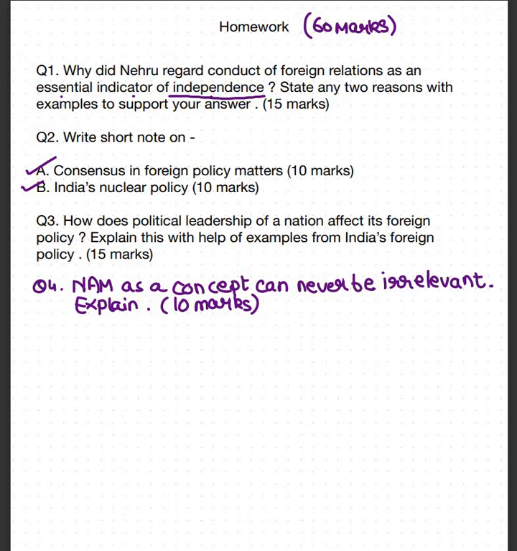India's nuclear policy. No first use policy को आपको यहाँ पर explain करना है and ये भी explain करना है कि we are developing our nuclear strength, very passionately. Question number 3, how does political leadership of a nation affect its foreign policy? Explain this with the help of examples. Again, this is an easy question. We have just discussed it. 4th, NAM, that is the non-alignment movement, as a concept can never be irrelevant. Explain. Again, a very easy question. Just now we have studied all these topics.